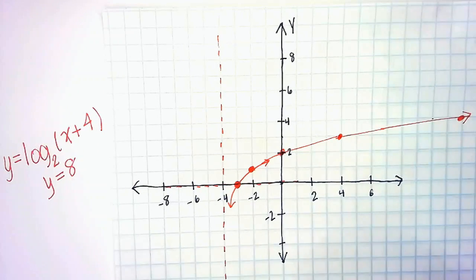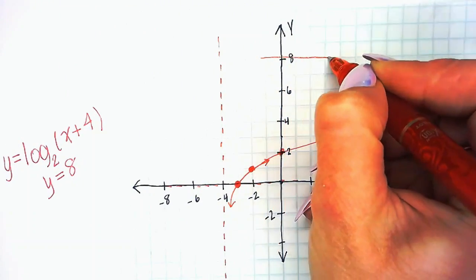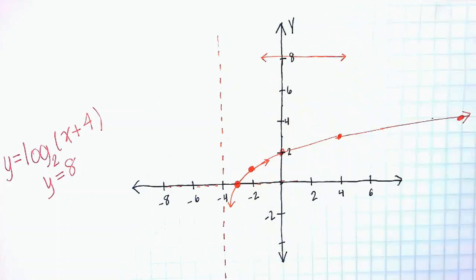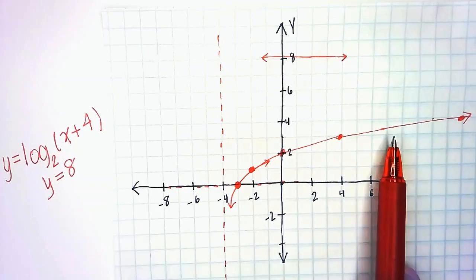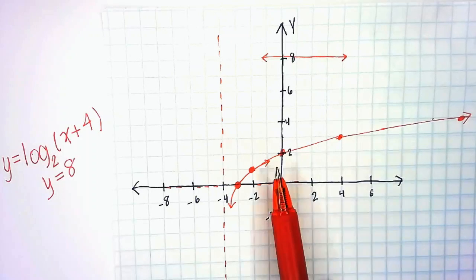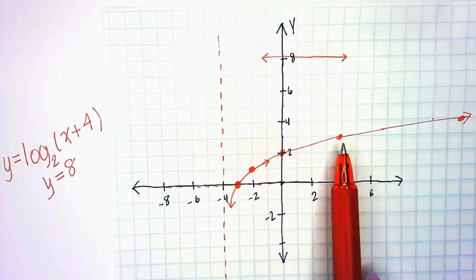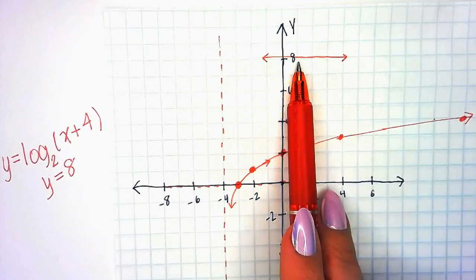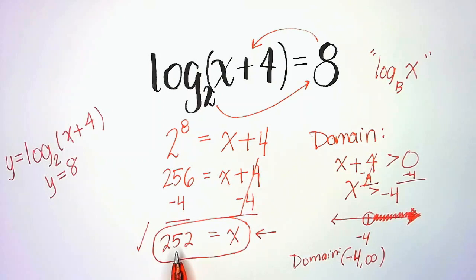The equation I also want to graph is y equals 8. Y equals 8 is a horizontal line at 8. Our logarithmic function is such a slow-growing function, like I've mentioned before. It's nothing like our exponential graph. It's so slow at growing that it won't intersect this line, which stays steady until x equals 252. That's how long it will take.